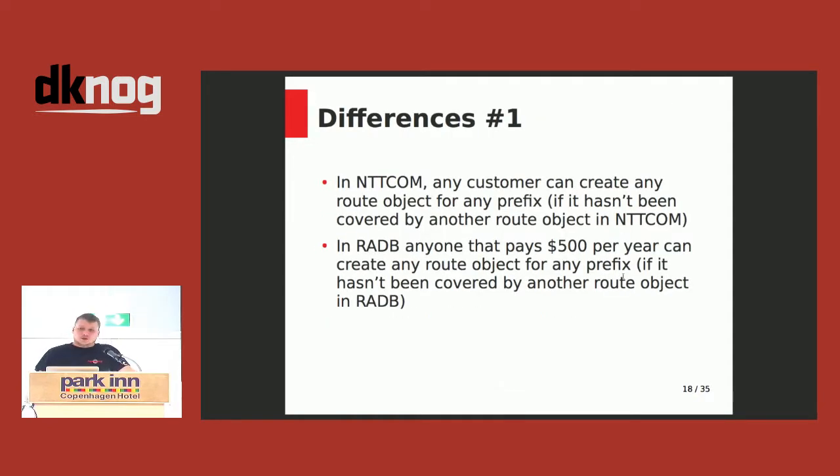So let's go for some real differences. And I don't expect you to memorize these by heart, but they are in the slides. The slides will be on the website, so you can reference them in the future. In the NTTcom database, the second largest routing registry on the planet, any customer of NTT can create any route object for any prefix that doesn't exist yet. RA2B, similar. If you pay them $500 a year, you can create any route object for any prefix if the prefix doesn't exist yet. So you can sense that there is very little actual verification whether the creator of the route object is in any way associated with the owner of the prefix. So this is problematic. It's very convenient on one hand because there are no checks. On the other hand, it's very dangerous because there are no checks.